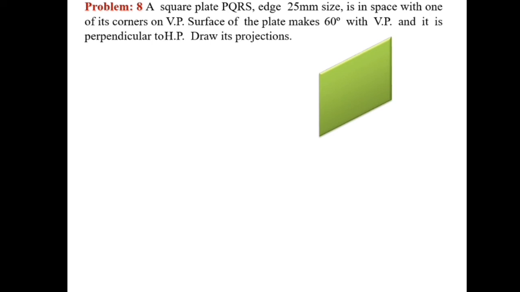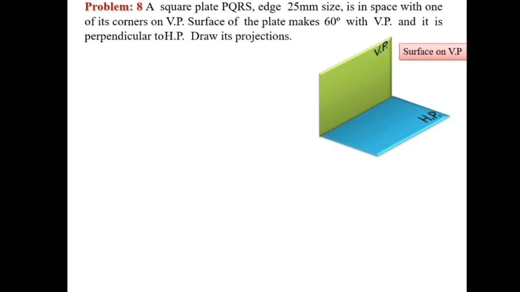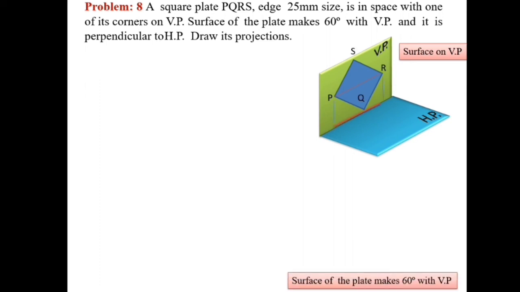So here you know that the surface of the plate makes 60 degrees with the VP. So first, in the initial position, you have to assume that the surface of the square is parallel to VP. So the surface is inclined 60 degrees to VP. In the initial position you assume that the surface is parallel to VP. You know that from the front view you will get the true shape, so that you draw first. P, Q, R, S are the edges, and in the front view you will get the true shape, and in the top view you will get a straight line.